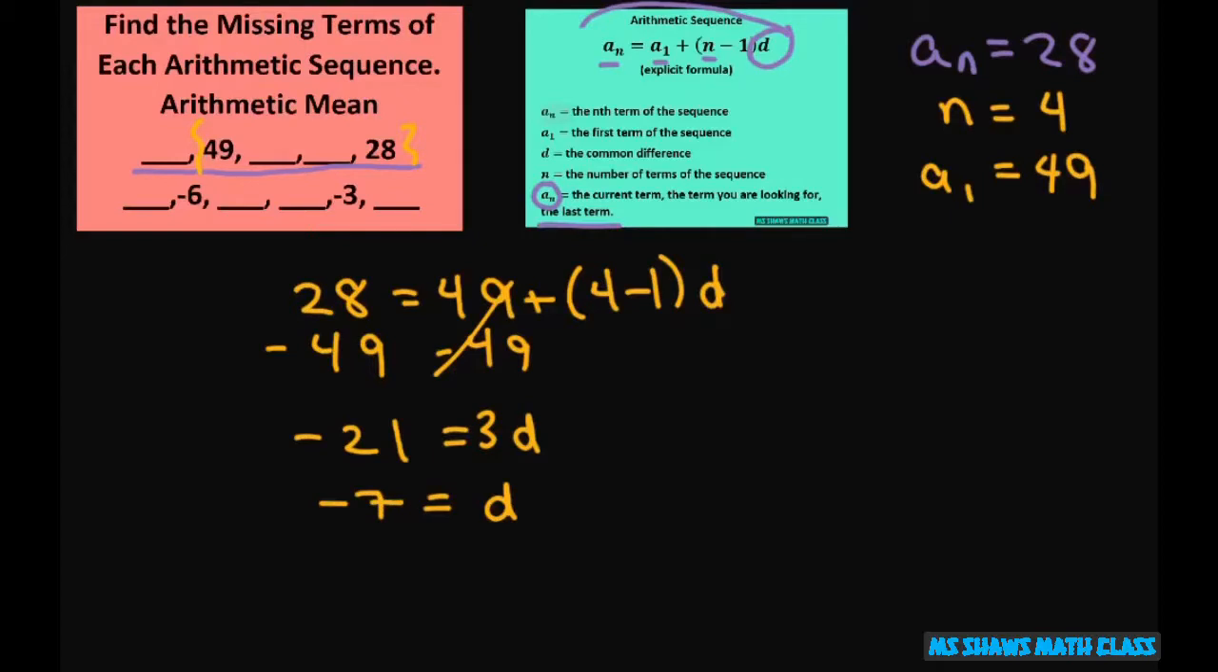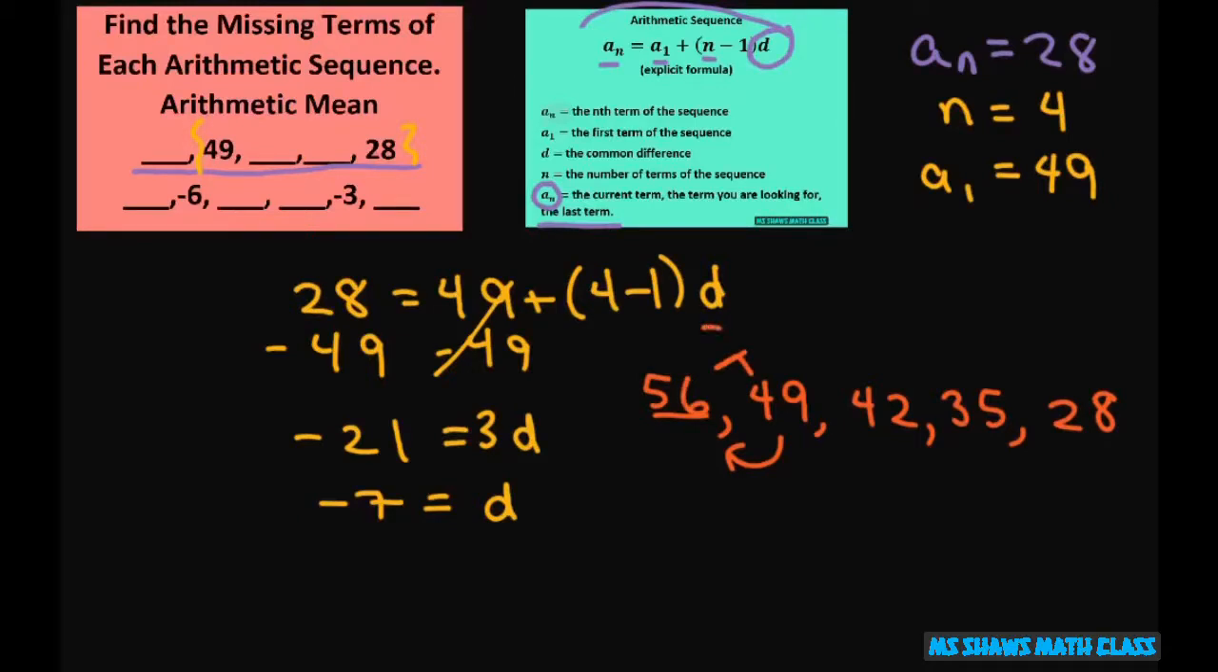So all we're going to do for our sequence is start with our 49 and keep subtracting 7. If you start with 49 and you keep subtracting 7, you get 42, subtract 7, you get 35, subtract 7, and you're going to get 28. Now for this one, we have to add 7. So 49 plus 7 would give me 56. So that would show you that the common difference is negative 7.